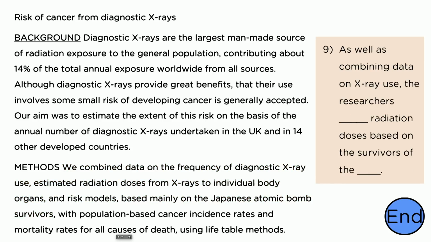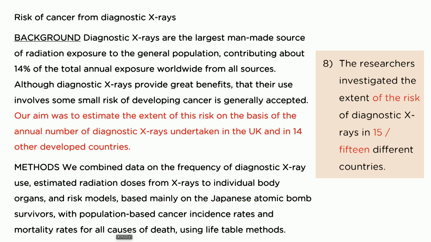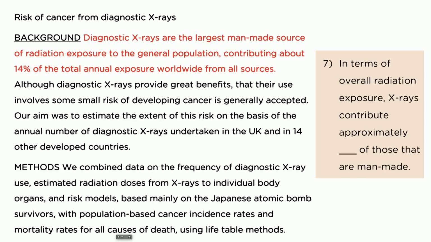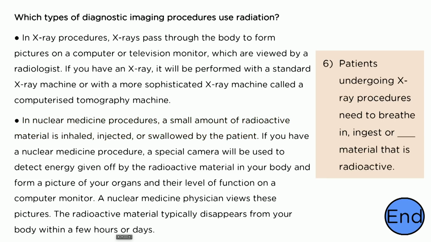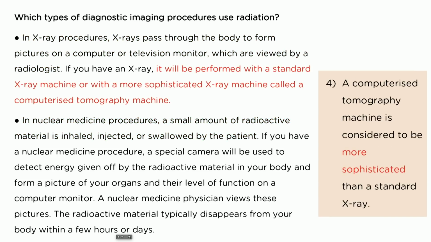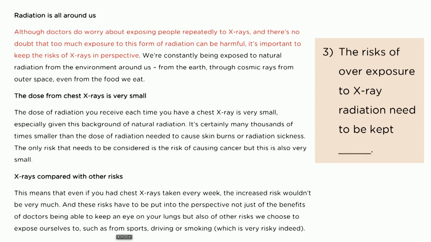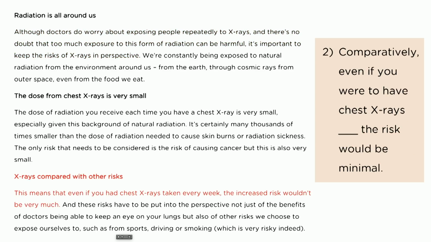Estimated Japanese atomic bomb. How many were there? So there was 2. There was 2 here. That's 4, 5, 6, 7, 8, 9, 10. It's out of 11. So how many did you get out of 11, please? Please put it into the chat. Let me know how many you got. How did you go?